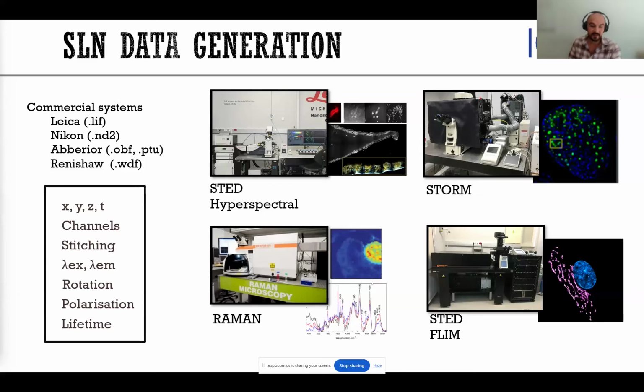Besides this, each technique also provides a different dimension, not only X, Y, Z, T. There is also the channel, the stitching, and hyperspectral. For example, we have the lambda excitation and lambda detection in a continuous way. Also there is this stitching, and this starts to make the data really complex to manage.